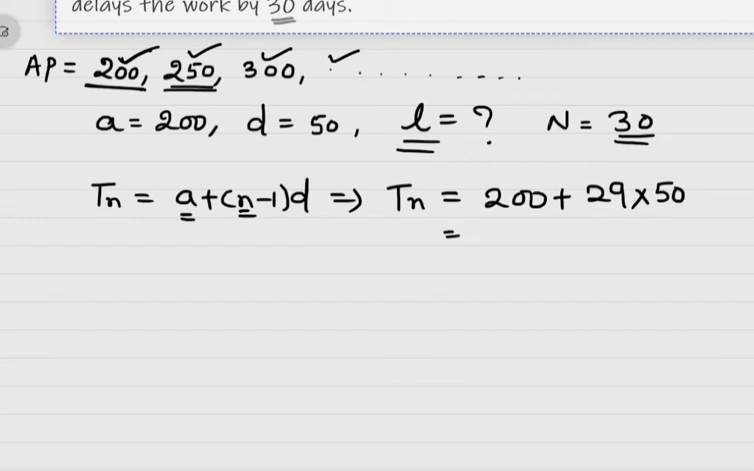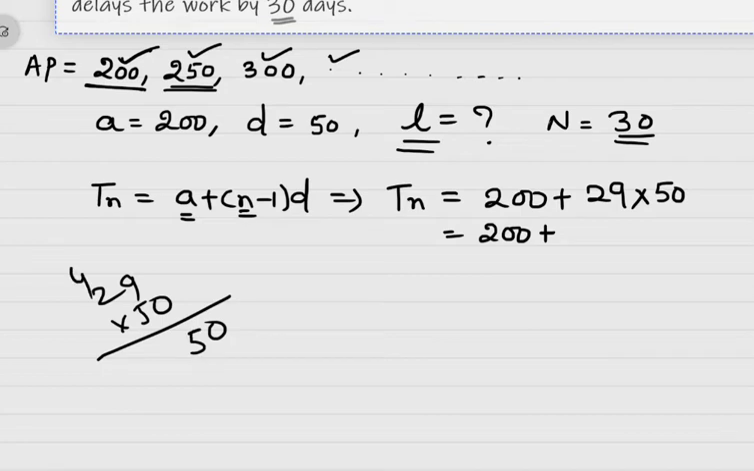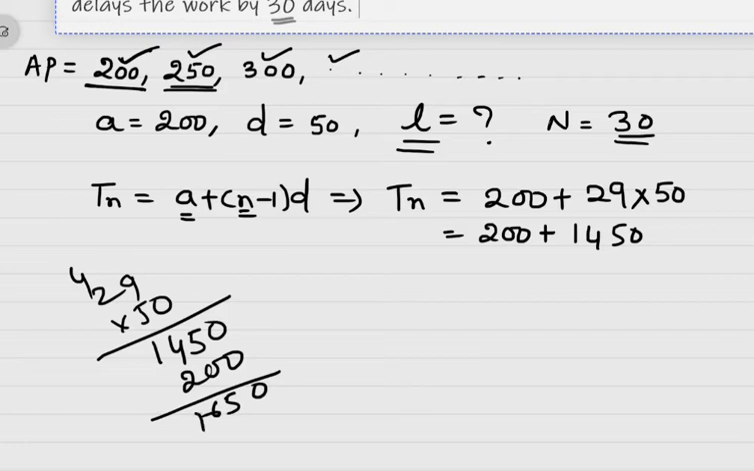Now see, this will be equal to 200 plus 29 into 50. Put your 0 first. 9 5s are 45, 4 5 2s are 10 and 4 is 14. So 200 plus 1450. Okay, so you will be getting 1650. So the contractor has to pay rupees 1650 on the 30th day.